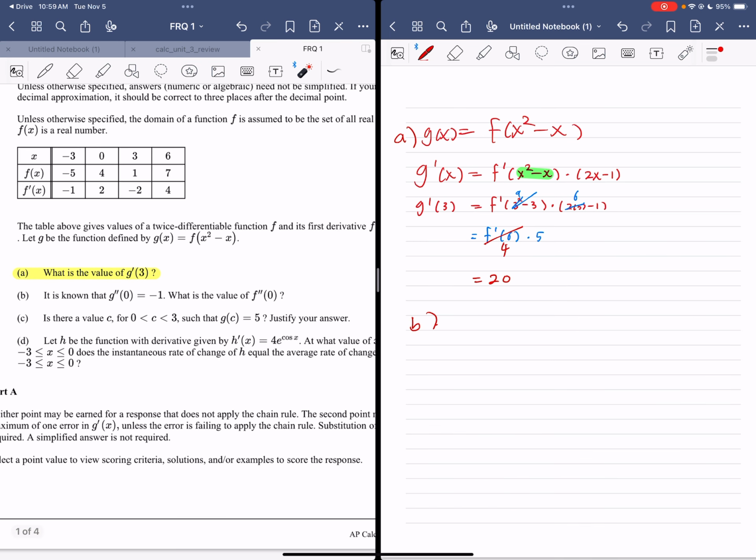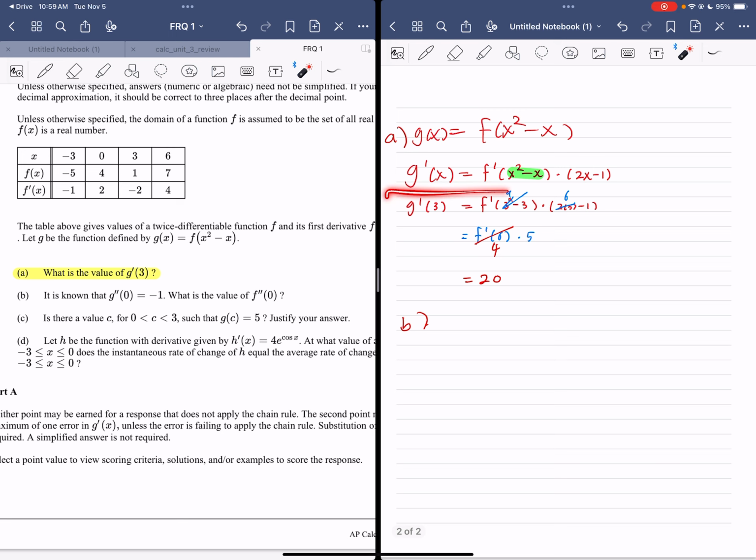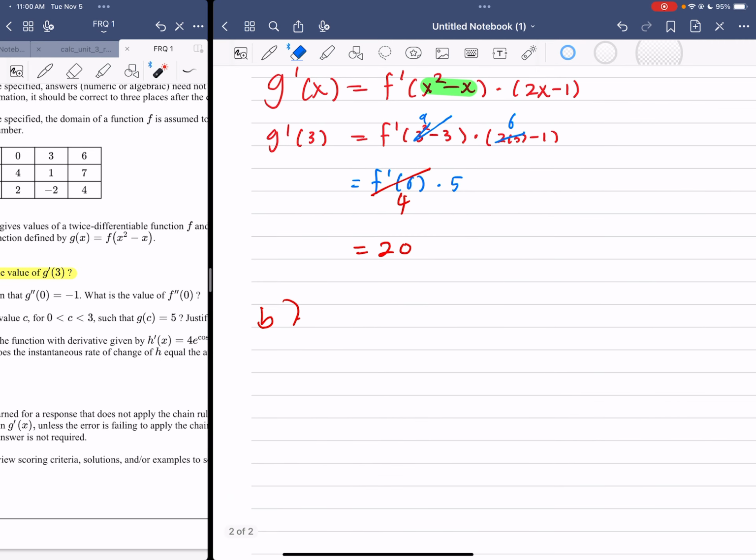Let's do B. If g double prime of 0 is equal to negative 1, what's f double prime of 0? So basically, I have to take the derivative one more time of this one. So let's do this one. So g double prime of x is equal to, okay, instead of me going over this one straight, let me rewrite this one.